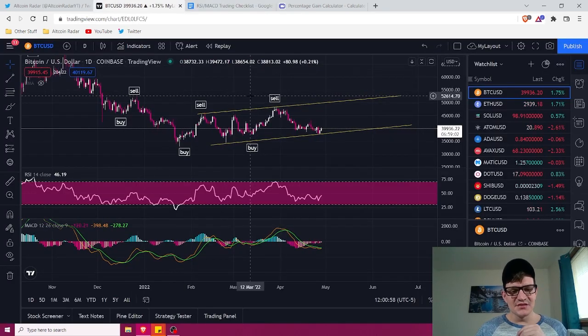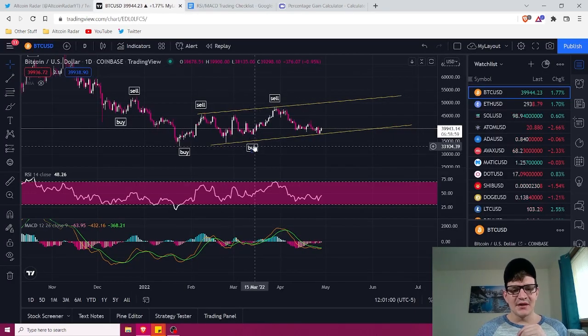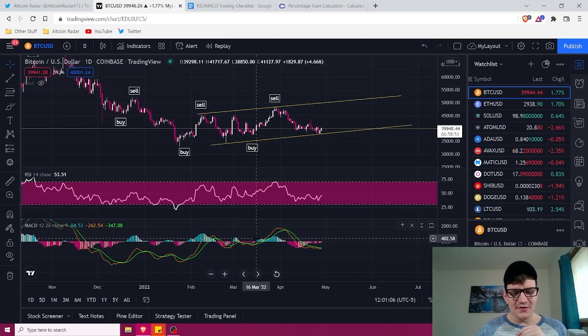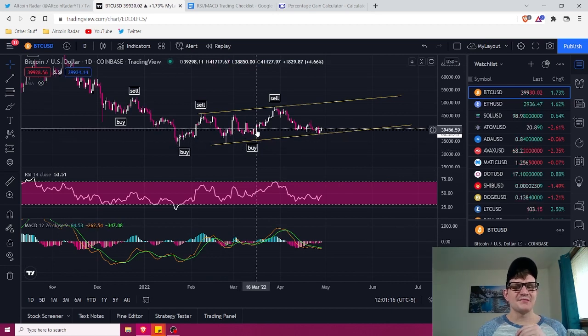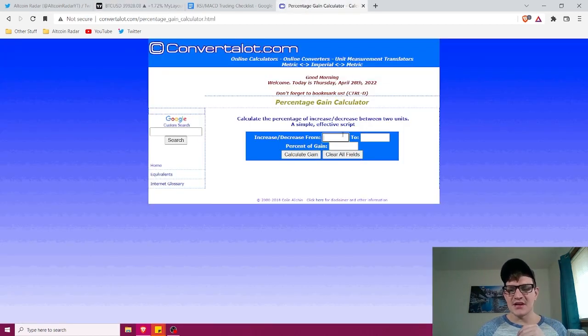All right. So here's a perfect example. I bought in down here. I clearly bought in when the lines crossed. First line right here. First green bar printed, I bought in, all right? And as we can see, I would have bought in at roughly around 39,450. Okay, so we will go to our percentage gain calculator, 39,450. We will enter that in, okay?